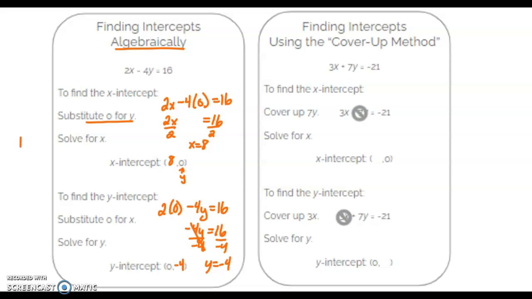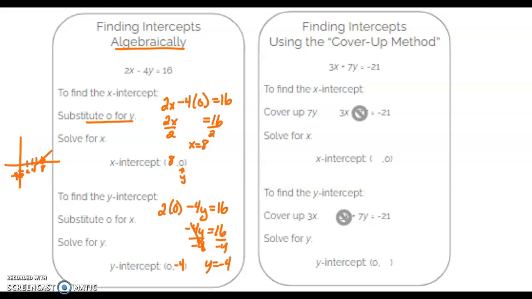All right, so then on a graph, essentially what you do here is you'd have x equals 8. I'm going to go by 2's here: 2, 4, 6, 8. So the x-intercept is 8, 0, and the y-intercept is negative 4.